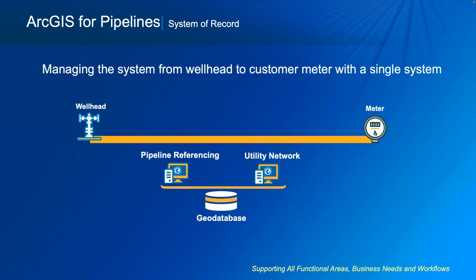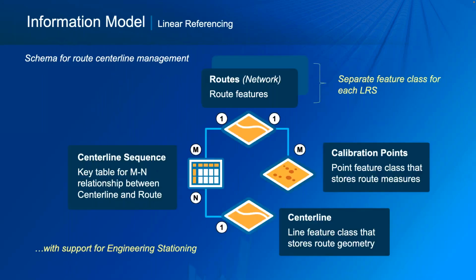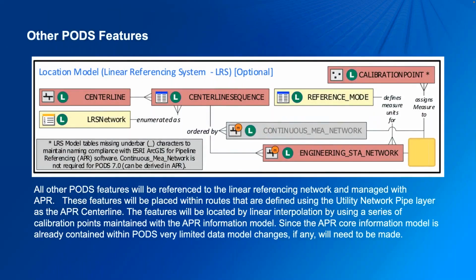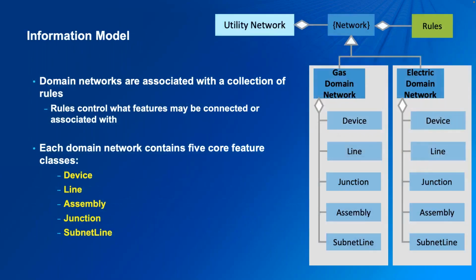Now, very similar to what we did with APR. APR had a core set of features. It didn't mention pipe or valve or T's or assemblies. It was just simply a simple set of feature classes and tables that I can use to enable referencing. And you'll find these tables now in the PODS 7. Right? So that means if you're implementing PODS 7, you'll find the basic infrastructure to do linear referencing in that core. So we want to emulate that same pattern for the utility network.